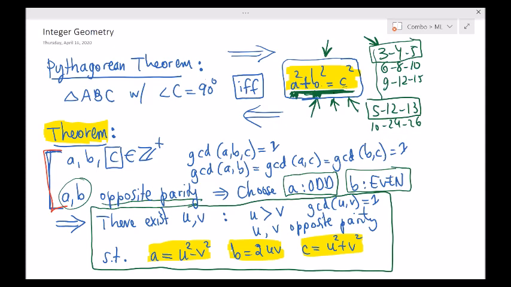In number theory, if you want to solve a Diophantine equation where you have too many variables and too few equations, what you do is you try to factorize the expression. So how can I factorize this expression? A squared plus B squared doesn't factorize.